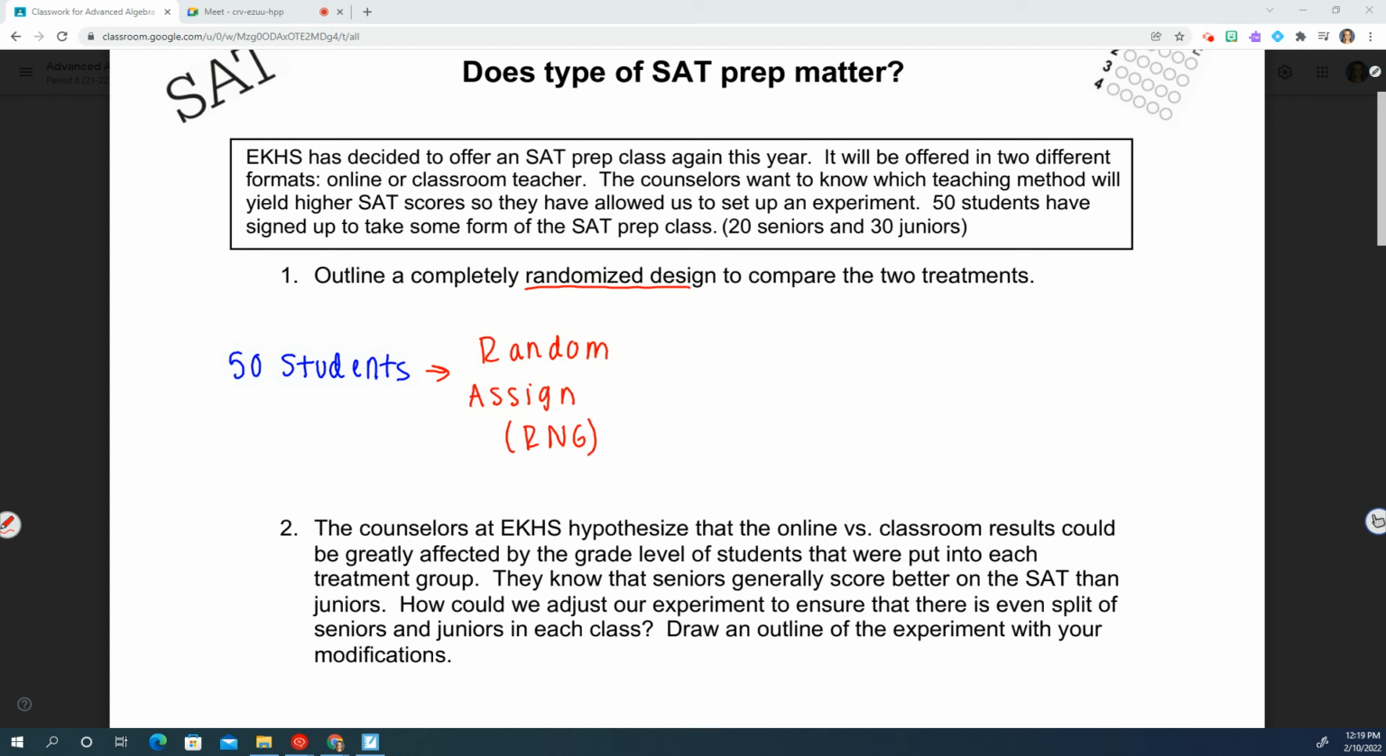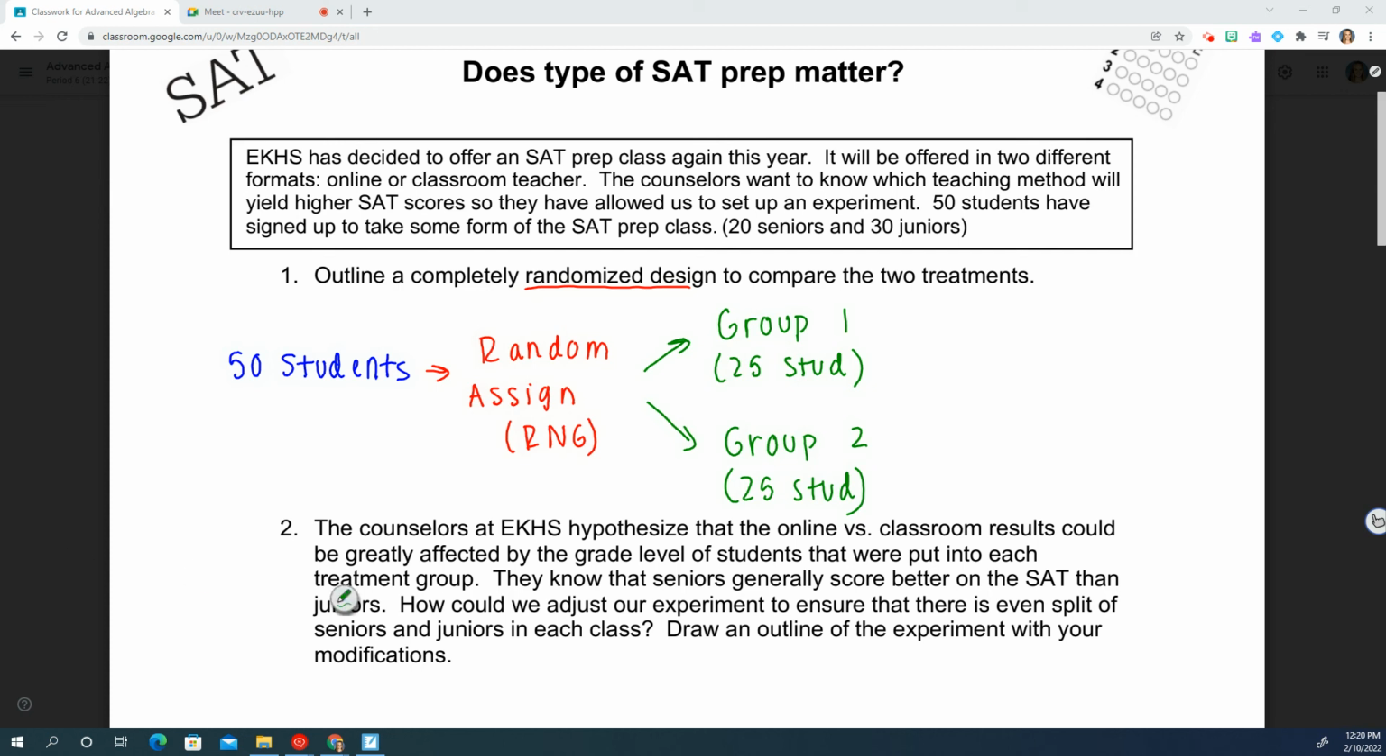Random number generator you can put if you want. So we have to label all the students numbered 1 through 50. And we're going to assign them into 2 groups. And we want the groups to be pretty equivalent. So group 1, we'll have about 25 students. Group 2, 25 students. Okay, so there's the randomized design of that by just randomly assigning them into 2 groups.